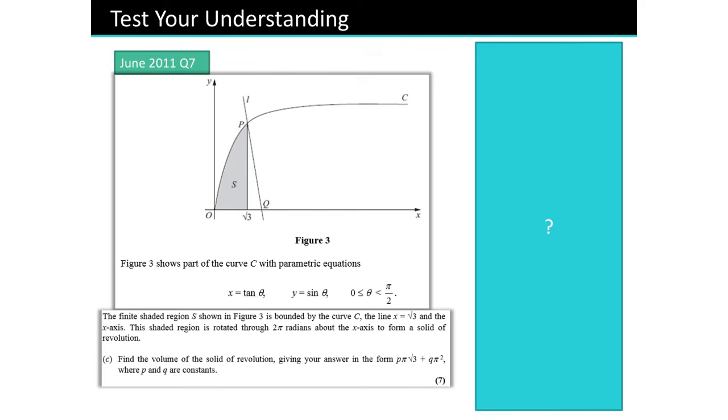So, the finite shaded region S shown in figure 3 is bounded by the curve, the line x equals root 3, okay? So this tells us this will be our upper limit of x. And the x-axis. The shaded region is rotated through 2 pi radians about the x-axis to form a solid of revolution. This immediately tells me we're going to be working on volume. Find the volume of the solid of revolution, giving your answer in the form, etc. And they've given us a bit of the answer.